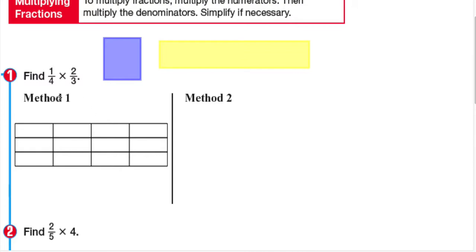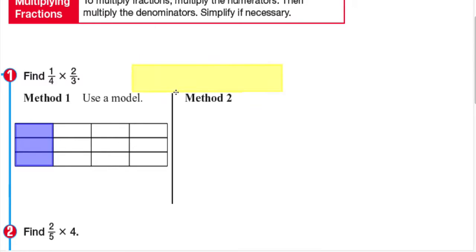1/2 times 2/3. Method 1, we will use the model method. So we'll use the model method. Okay, and we first shade the 1/4 of the model right there, and then we shade 2/3 of the model. And if you multiply them, where the yellow and the blue overlap, that'll be our product, which will become, okay, 2 out of 12, or simply 1 over 6.